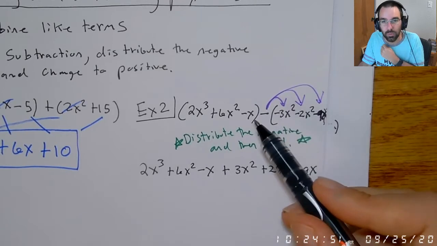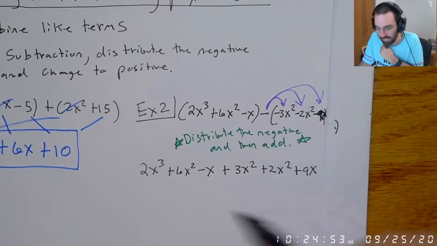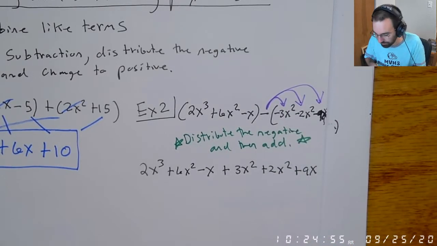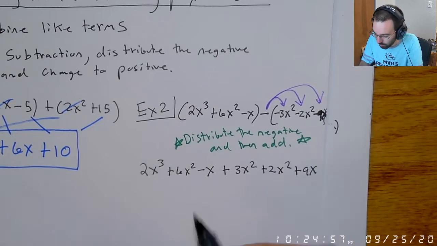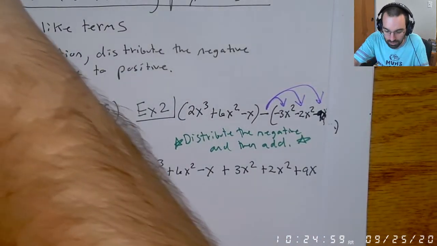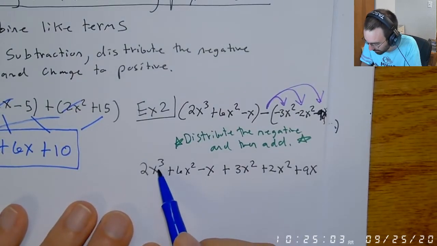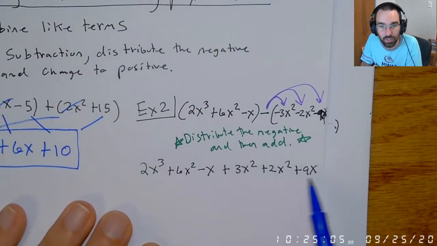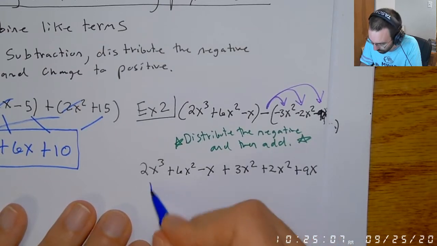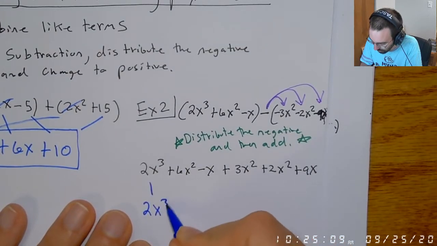So again, we do that and then we change it to adding. We're just going to do what we have. Now I'm going to combine like terms. I take a look. I have a cube term. Does anything else have a 3 above it? Nope. So I'm just going to have 2x cubed.